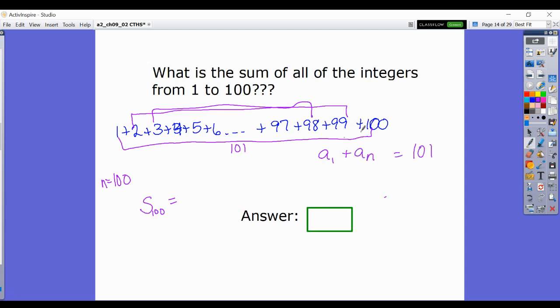And then how many of those am I going to have? I have 100 terms here, but I just paired them all up. So I'm going to multiply that by 50. So the answer to this question is 5,050.